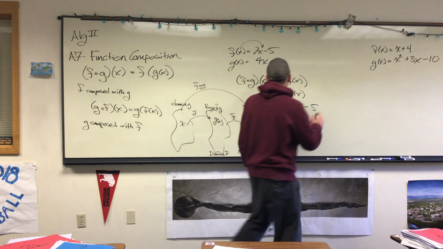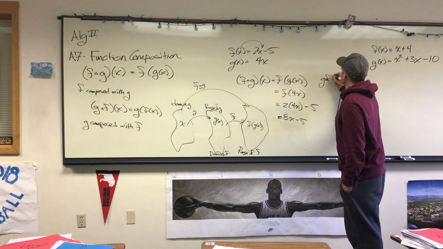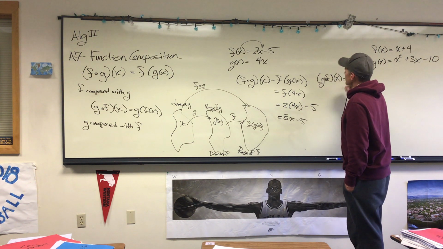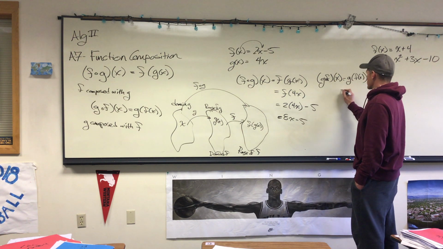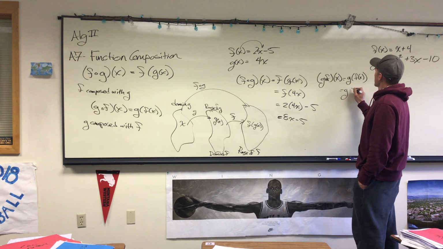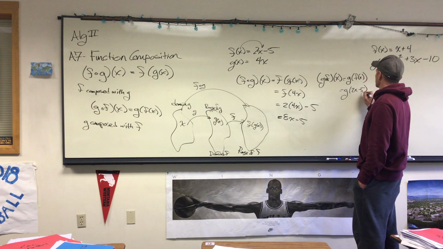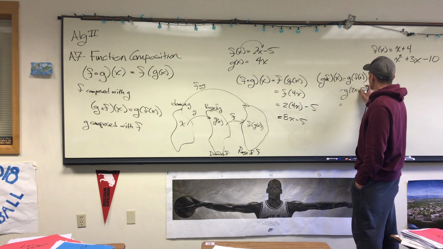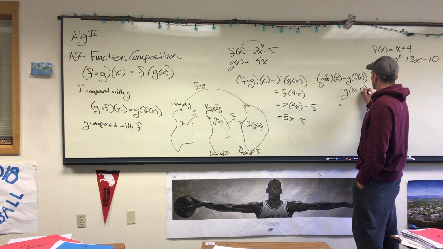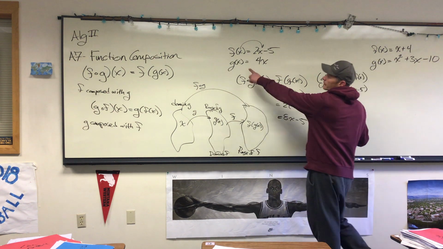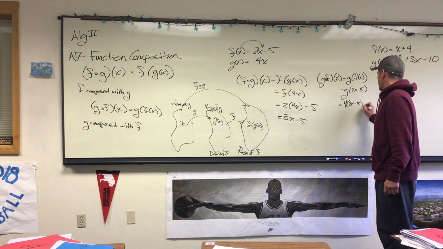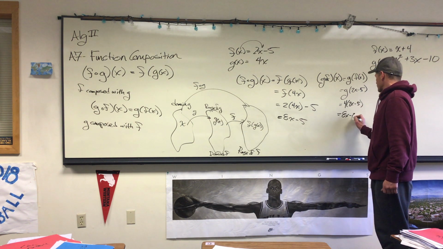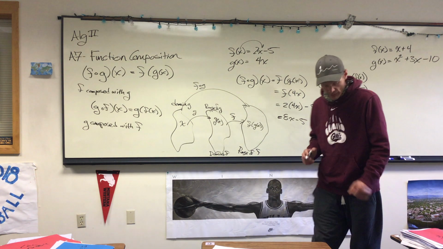G composed with f, we are going to do it the reverse way, so to say. We are going to evaluate g at f, which is 2x minus 5. So that's our input now into the function g. G, by the way, says whatever you give me, I'm going to multiply by 4. So 4 times 2x minus 5, and we have 8x minus 20 is g composed with f.